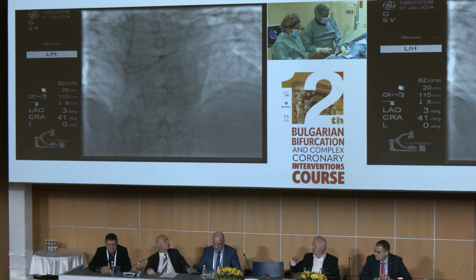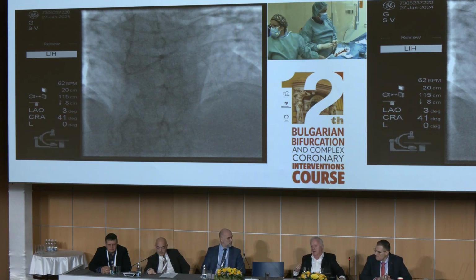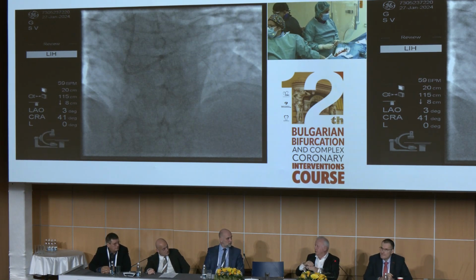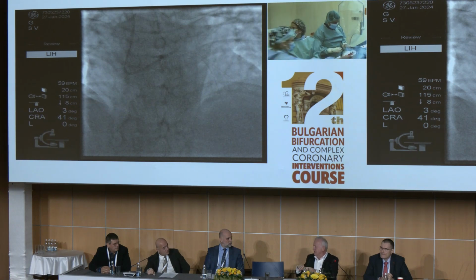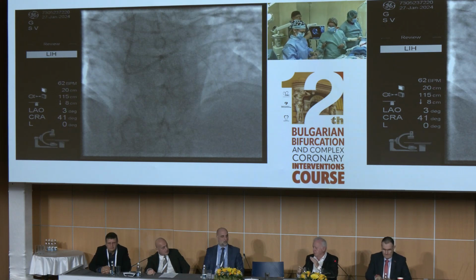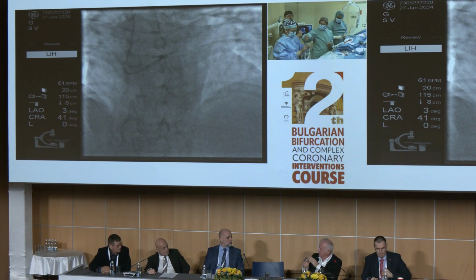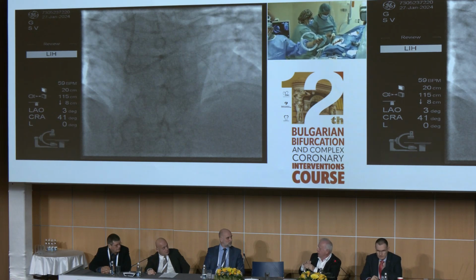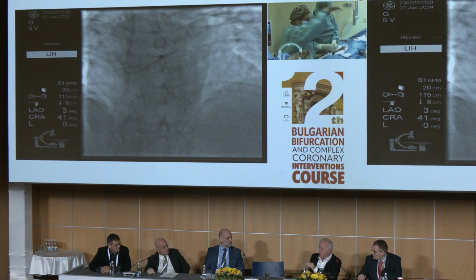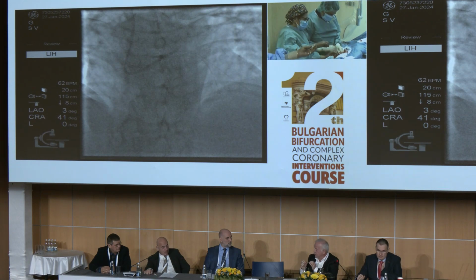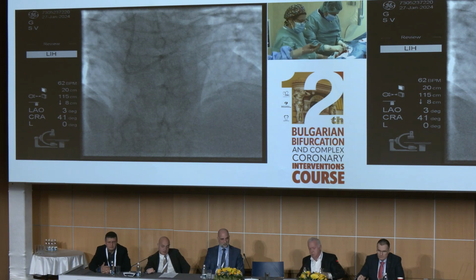About the plasticity of balloons, this is the same for non-compliant balloons. Of course, plasticity still exists in semi-compliant balloons. Between the first inflation and the nominal inflation, the difference can be 0.2 millimeters. 0.2 millimeters is 200 microns, and 200 microns is the definition of malapposition.